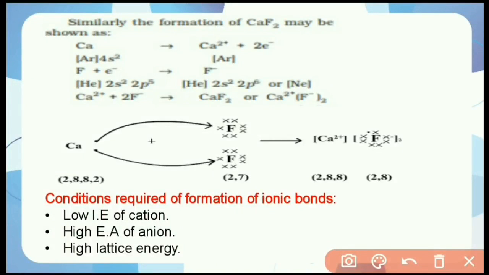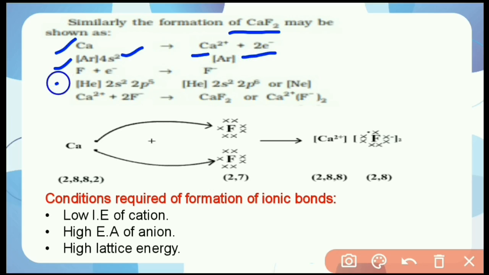Let's understand similarly the formation of calcium fluoride. Calcium atomic number is 20 and its electronic configuration is argon 18 4s2. It means 2 electrons are present in its valence shell. So calcium easily loses 2 electrons and acquires a positive charge.